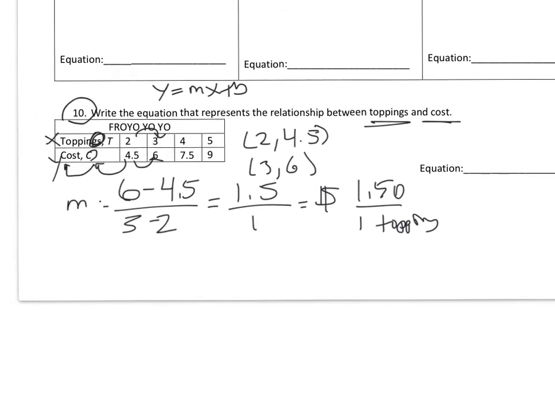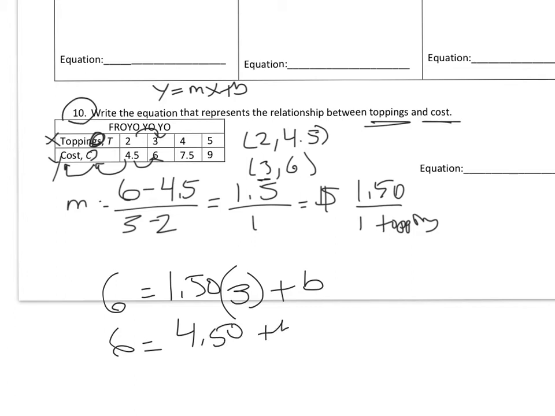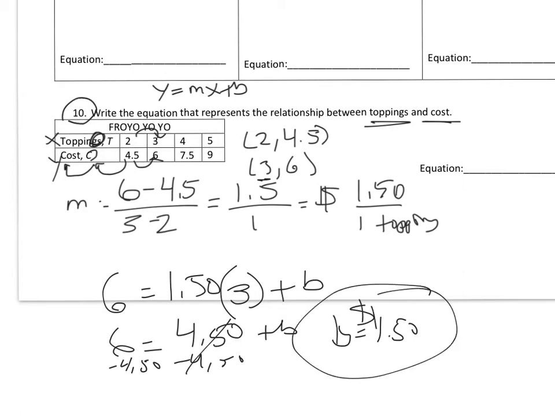Y equals mx plus b. So let's use one of the coordinates. 6 equals our slope, which is 1.5. That's corresponding x value is 3 plus b, and let's solve. 6 equals 3 times 1.5 is 4.50 plus b. Subtract 4.50 from both sides, and we get b equals $1.50. Okay, so my original price is $1.50, and it's $1.50 per topping, so it's going to be y equals $1.50x plus $1.50.